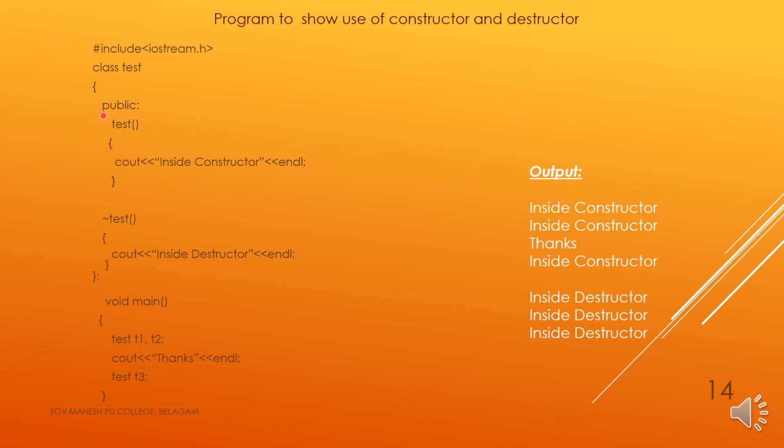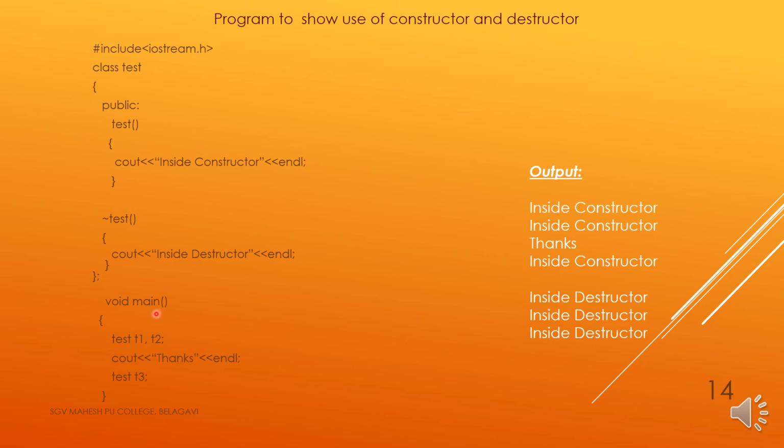I'm going to create a class test. Test is a constructor of type class test. I'm displaying here inside constructor. Then the destructor. For the destructor the tilde symbol is used, so I'll write inside destructor. This is inside constructor, this is inside destructor. So my class ends here.